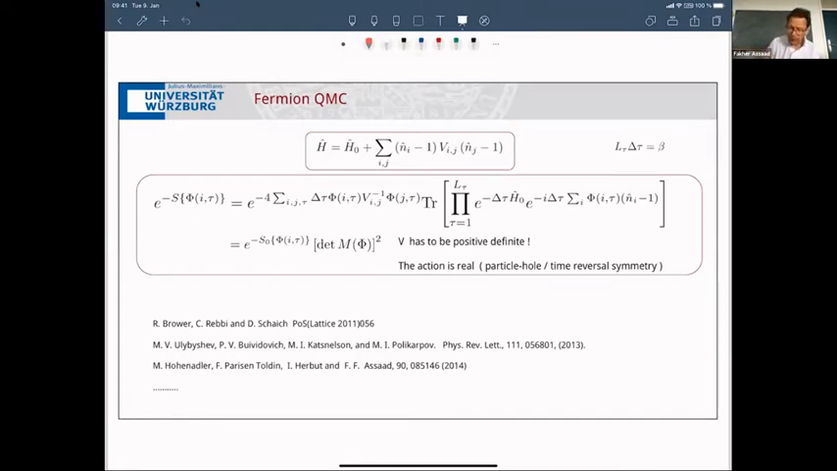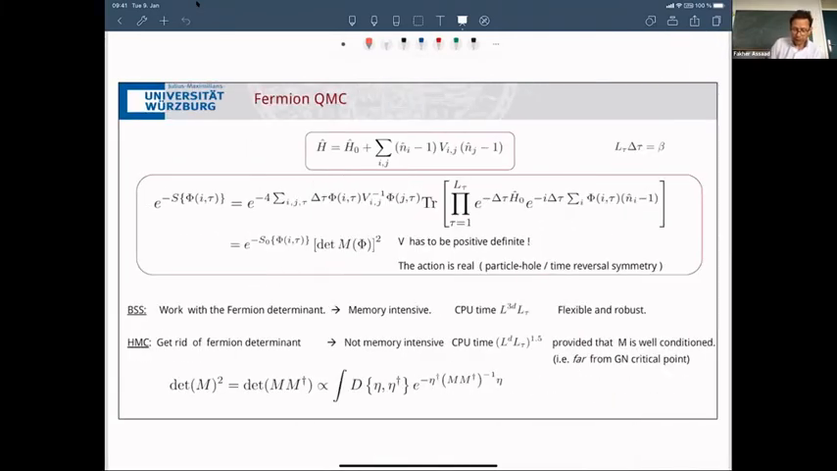And the question is, how will we do the sampling? There are two methods which have different scaling and are used in different communities. In the solid state community, we normally keep the fermion determinant, so we work directly with it. If you work with a determinant and want to update a field, the computational time will scale as the volume, which is the linear length L to the power d, times the imaginary time L tau. So this is a slow algorithm.